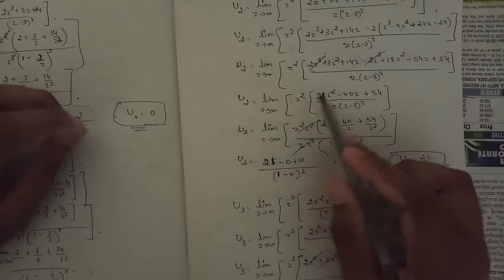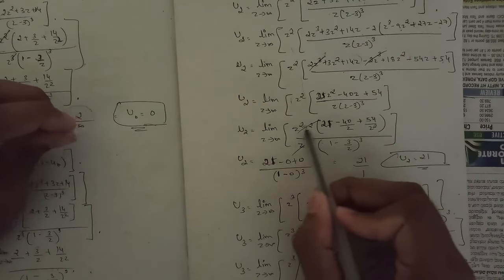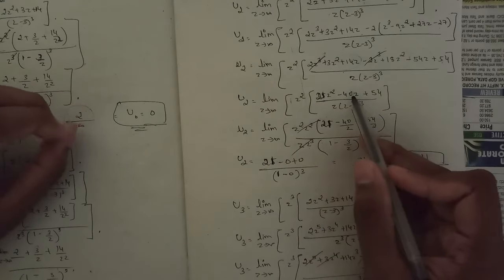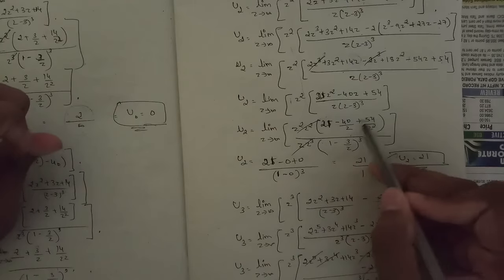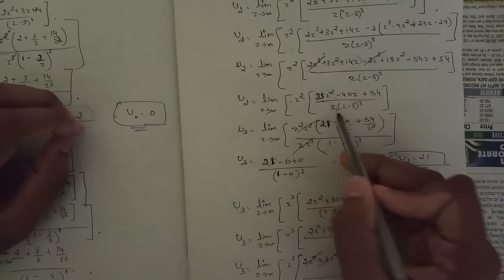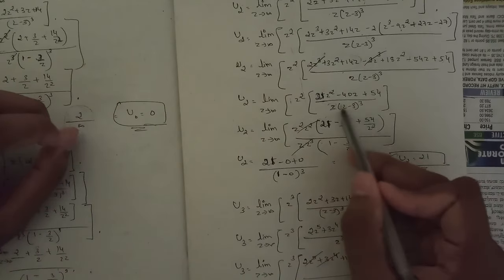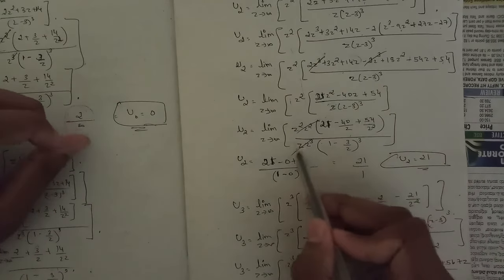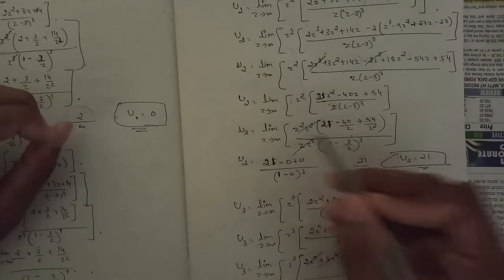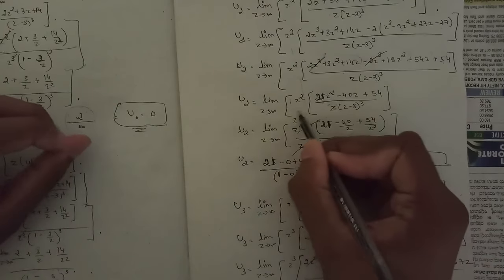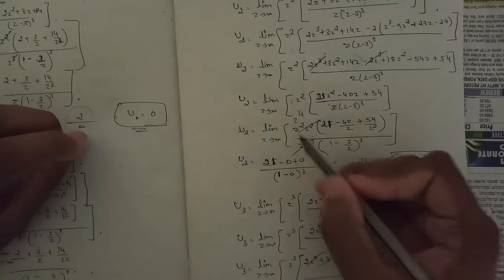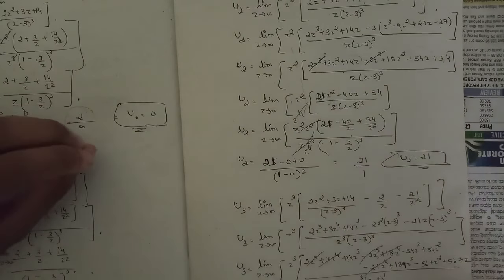Now take this z square outside. So this becomes z square into z square, and the remaining terms are 21 minus 40 by z plus 54 by z square, divided by z, which is outside here, into, in this we can take z cube outside, so it becomes z into z cube, again 1 minus 3 by z the whole cube. Again we can cancel: z square into z square is z power 4, and z into z cube is also z power 4. So we can cancel these two, z power 4 and z power 4.